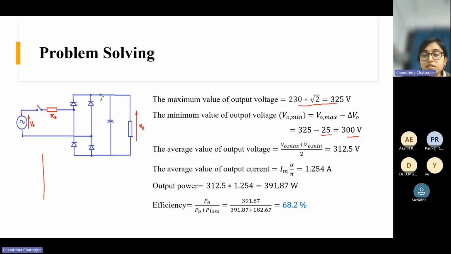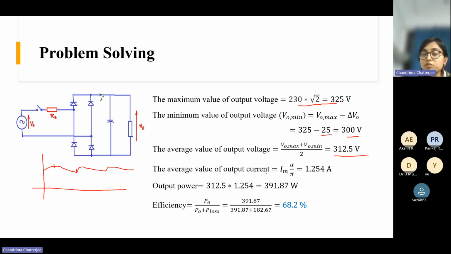We saw, right, that this is the output voltage shape, something like this. This is the ripple, the difference of maximum value and minimum value. And this maximum value is the peak of the phase voltage, and minimum value is maximum minus ripple. And the average of these two values gives us the average output voltage.